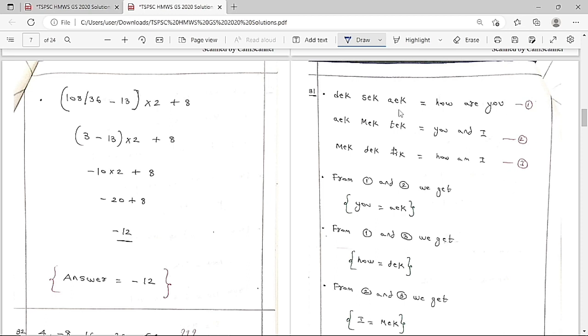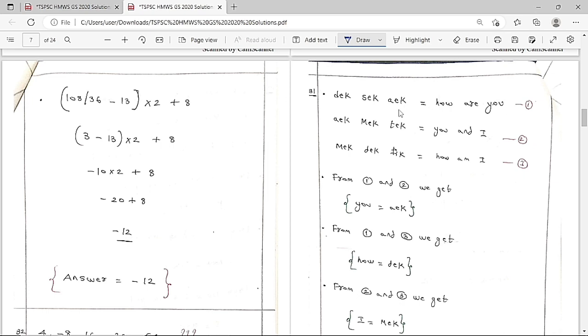So listen carefully. Between 1 and 2, try to figure out which words are common. Here "how" is not there. Here R is there, here R is not there. Here U is there, yes U is there. So try to figure out which is the common word between these two, and what is the common code.